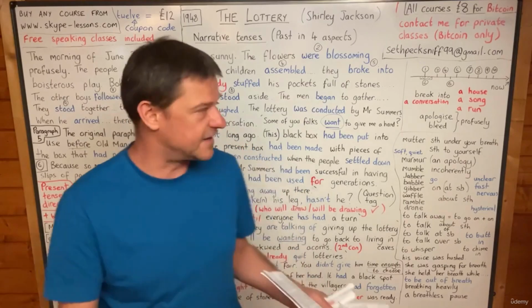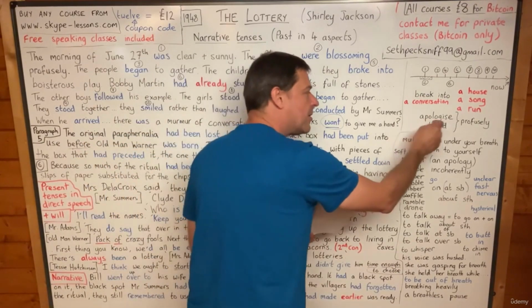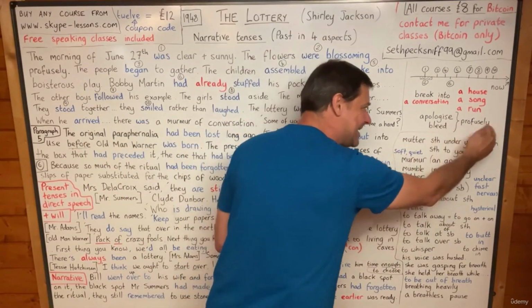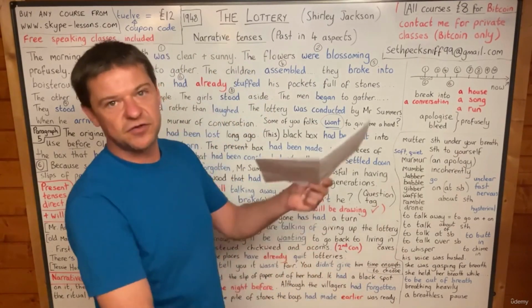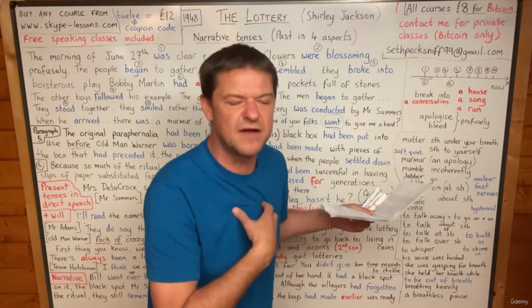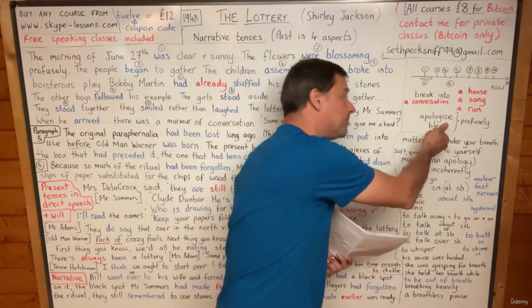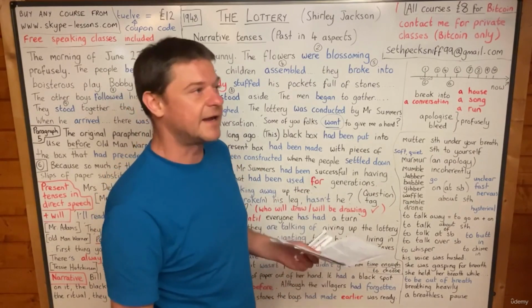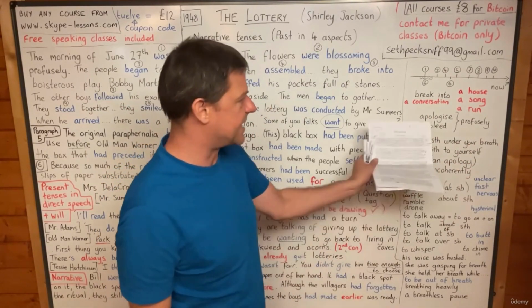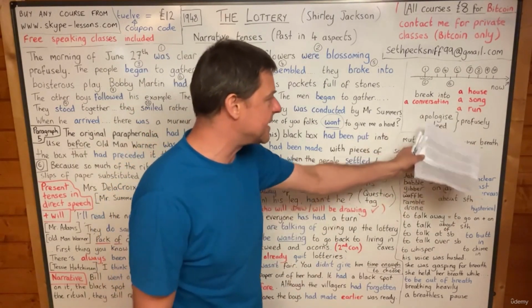Now, this profusely, we very often see it with apologise profusely and bleed profusely. And if you apologise profusely, you say sorry again and again and again. You're very, very, very sorry. And if you bleed profusely, that means you're losing a lot of blood very quickly. You need to go to hospital, okay, and get a bandage because you are bleeding profusely.